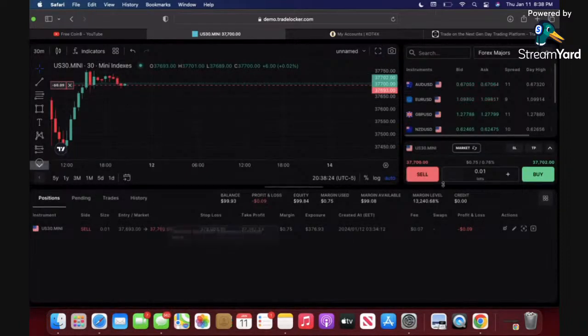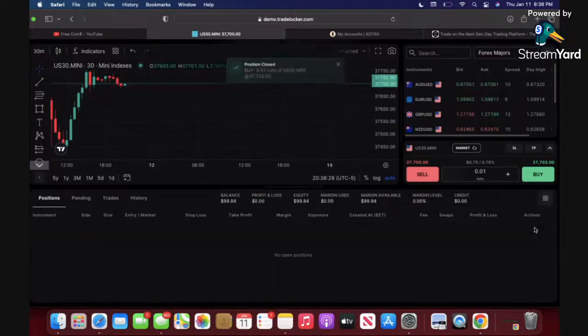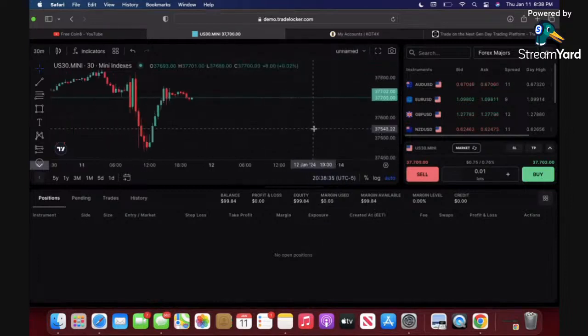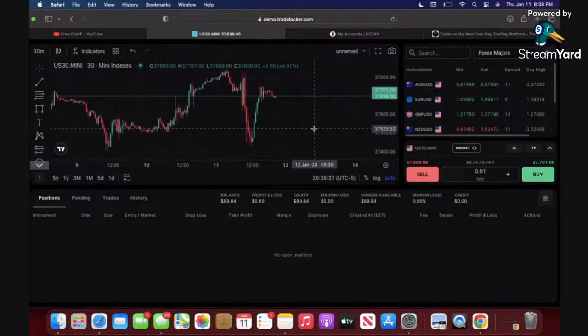Now how can you stop your trades? You literally just come over here to this X right here and close your position, right? You're gonna see I'm down, what's that, 16 cents. Not too worried about that. Like I said, this is mainly just to show y'all how to use Tradelocker, how to set up and trade on Tradelocker.